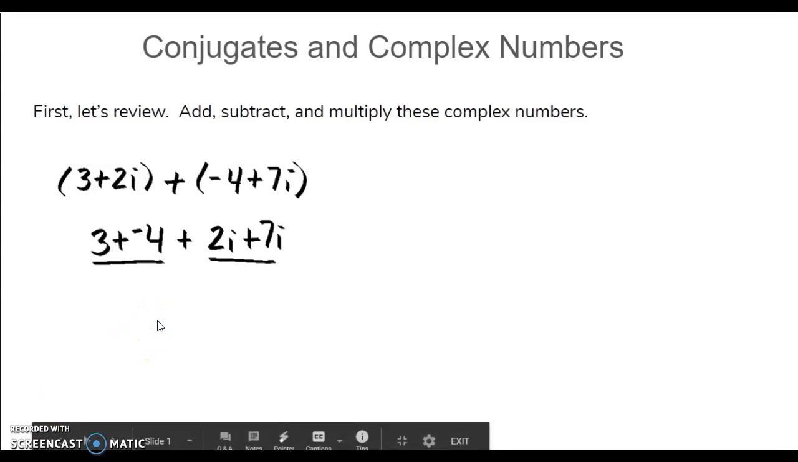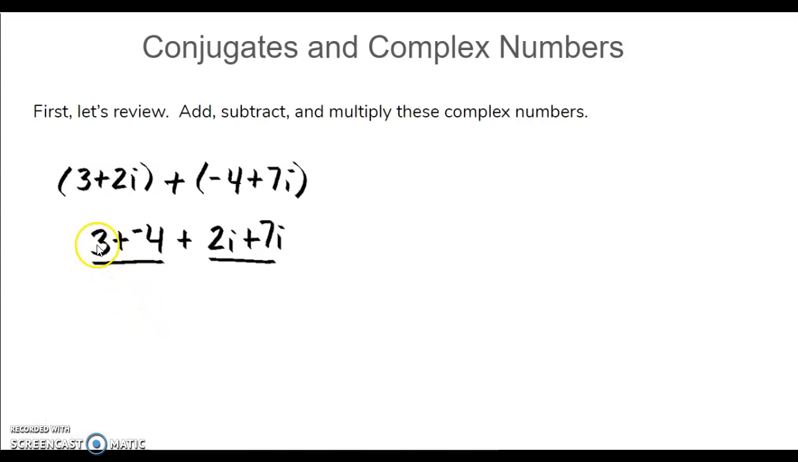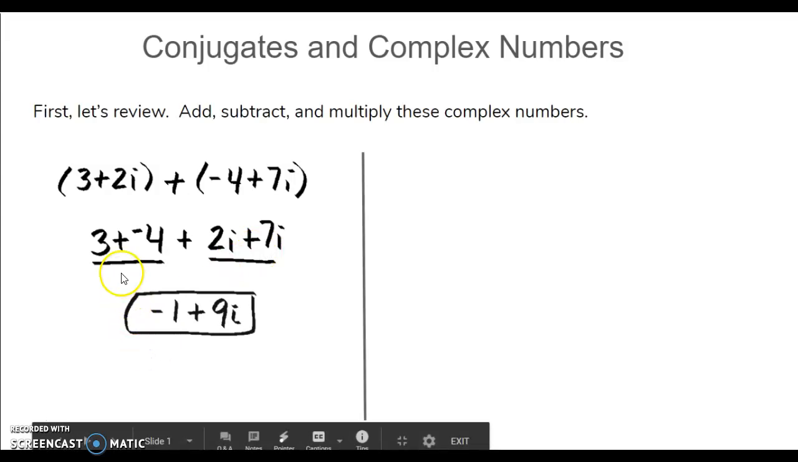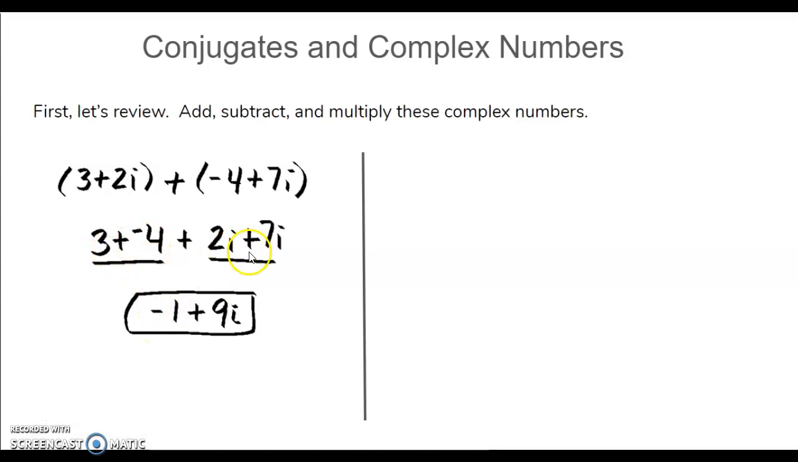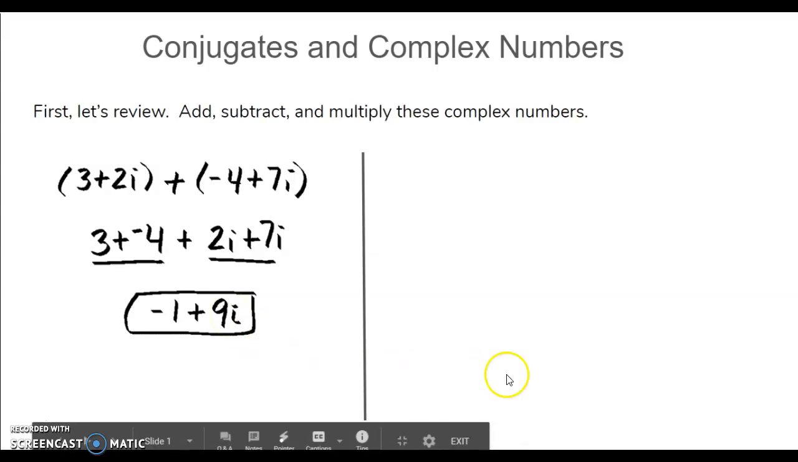So I'm just rearranging terms here. I'm putting the 3 and the negative 4 together because they're both real numbers. And I'm putting the 2i and the 7i together because they're both imaginary numbers. I go ahead and finish my math. 3 plus negative 4 is negative 1, and 2i plus 7i is 9i.